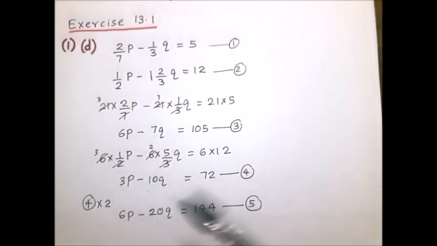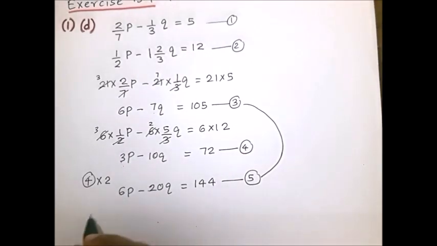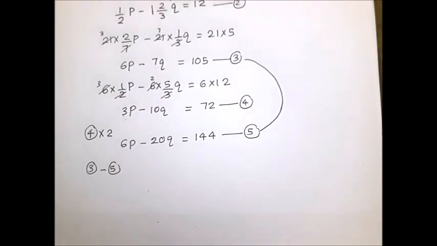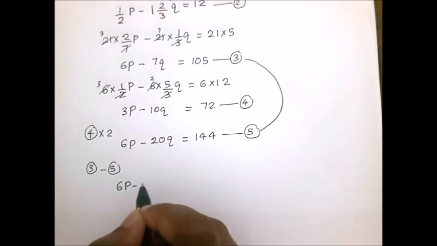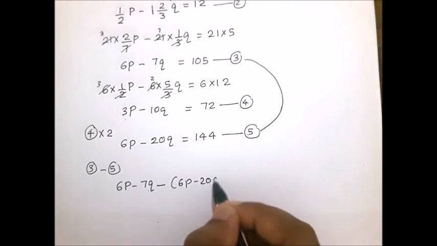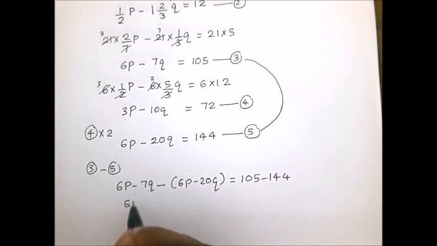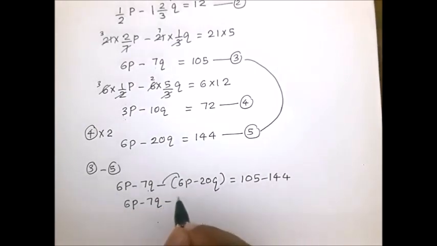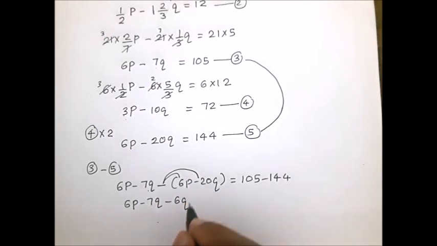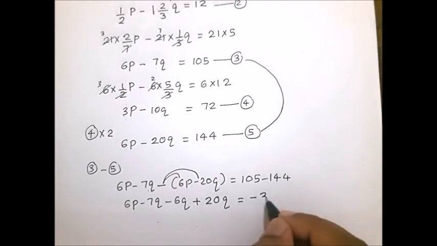Now look at these two, 3 and 5. You can subtract these two equations to remove 6p. So 3 minus 5. First subtract left hand sides, write this one within brackets, then subtract right hand sides. Now remove brackets, minus 6q, minus multiply by minus, it is plus 20q. Right hand side it is minus 39.